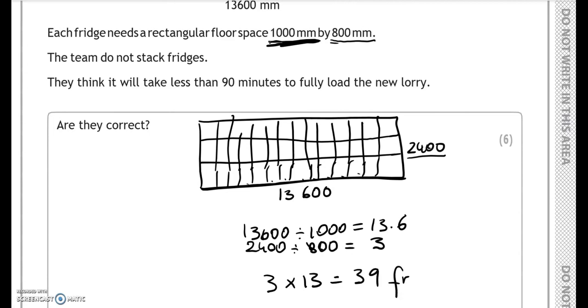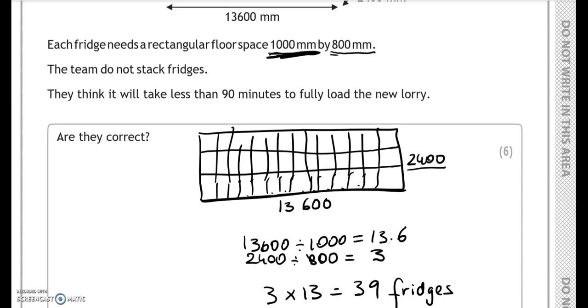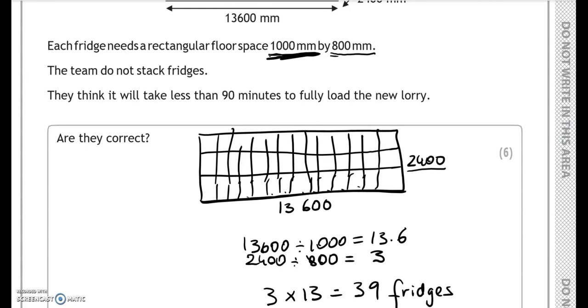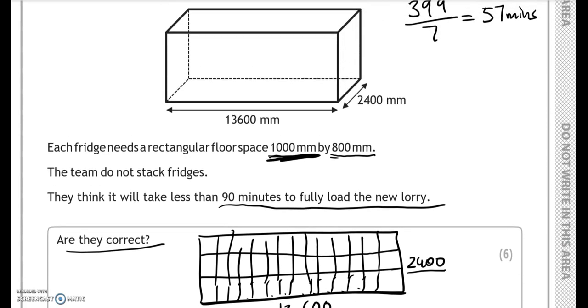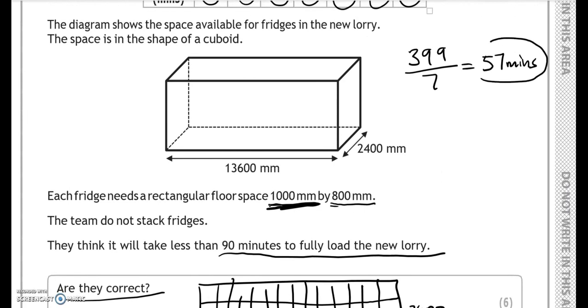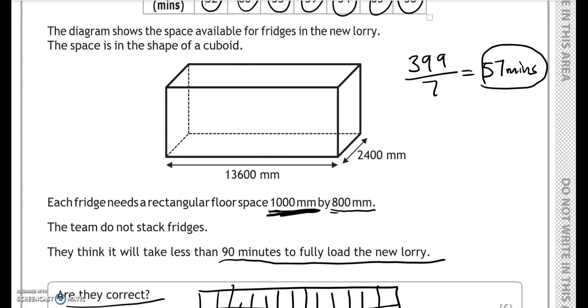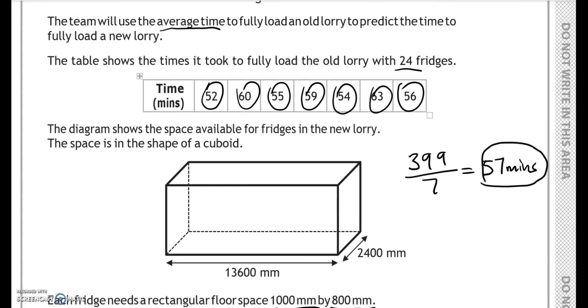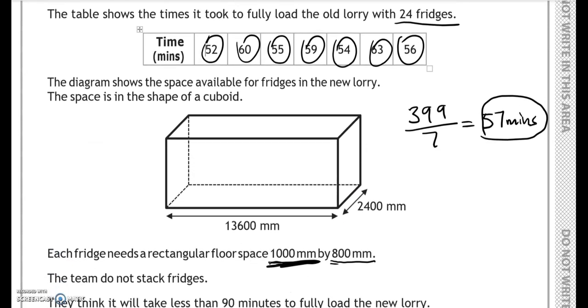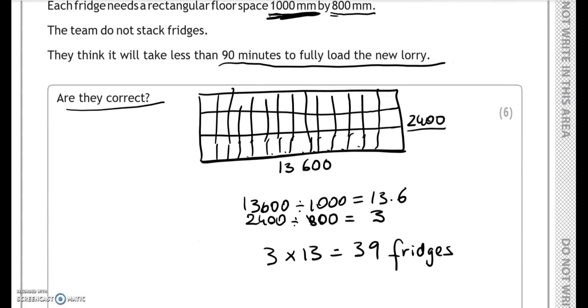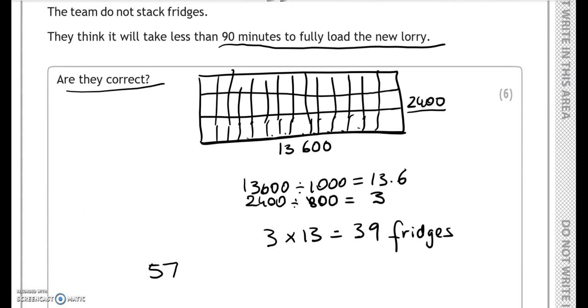Okay, so 39 fridges. Now the question is that they think it will take less than 90 minutes to fully load the new lorry. Are they correct? So we're going to use our average that we got earlier, which was 57 minutes, but that was for 24 fridges.